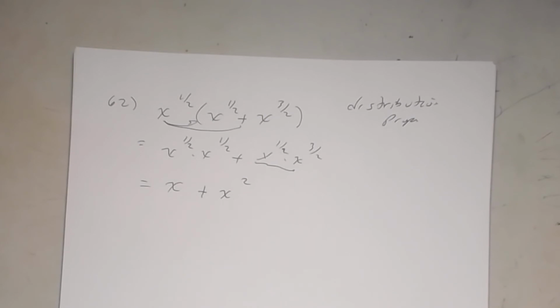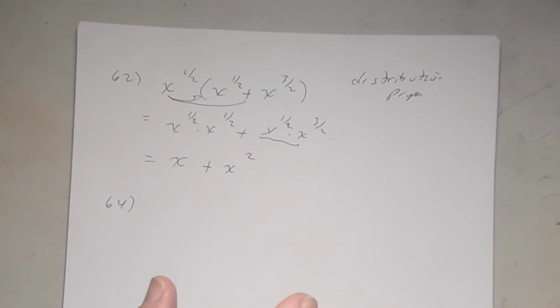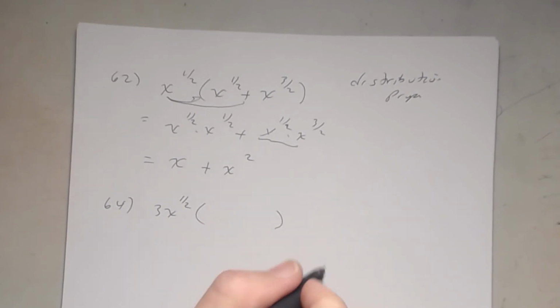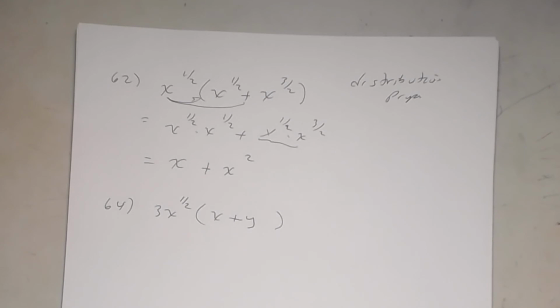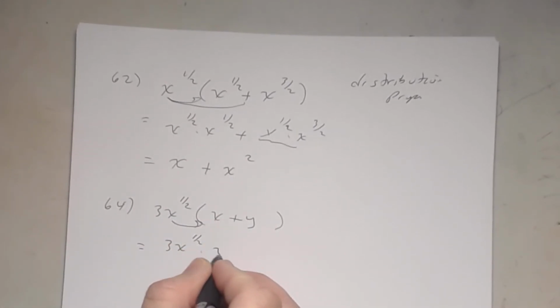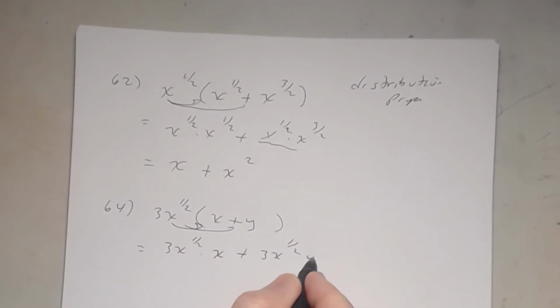I've got that. Let's do one more with this. This is going to be 64. You have 3x to the 1/2 times x plus y. Distributive property again. So in your mind, you're saying 3x to the 1/2 times x plus 3x to the 1/2 times y.